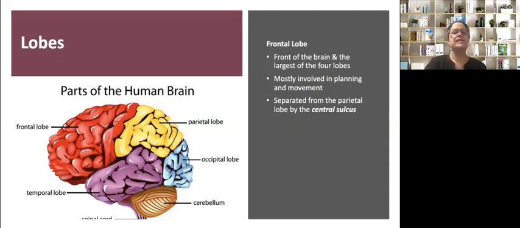All of the lobes are separated by these deep grooves known as sulci, but the groove separating the frontal lobe from the parietal lobe, which is directly behind it, is known as the central sulcus. So just so you're aware.